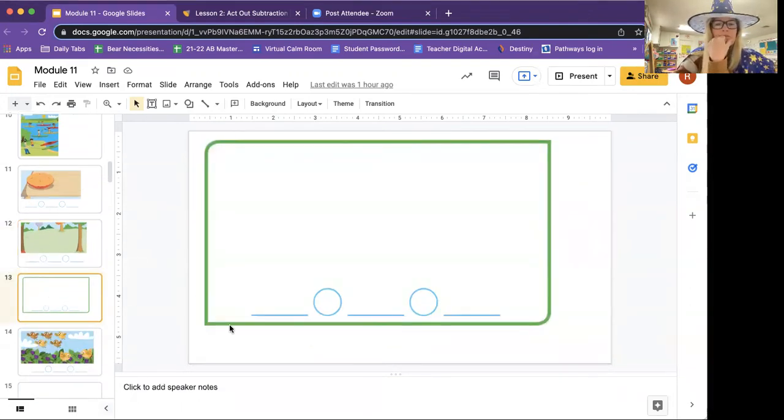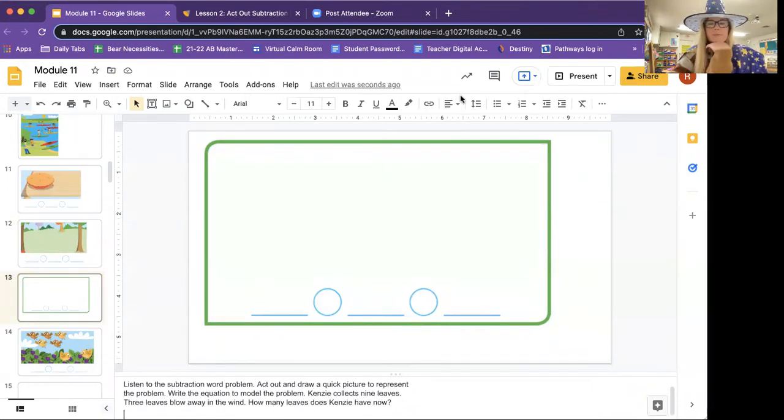Okay. Oh, here we go. Here is an empty box. All right, so listen to this word problem, the subtraction word problem. Act out and draw a quick picture to represent the problem. Write the equation to model the problem. Kenzie collects 9 leaves. 3 leaves blow away in the wind. How many leaves does Kenzie have now? All right, well, how many leaves does she have now? Okay, how many did she start with?